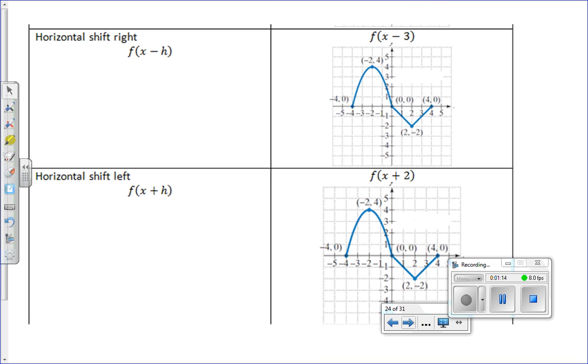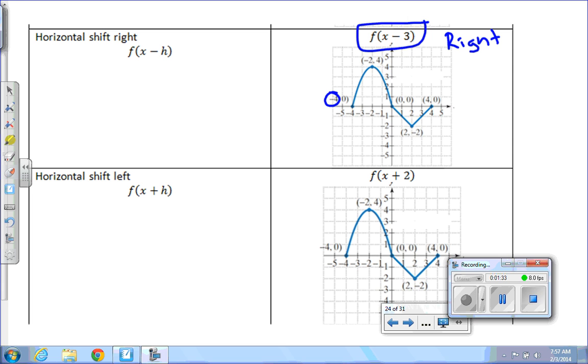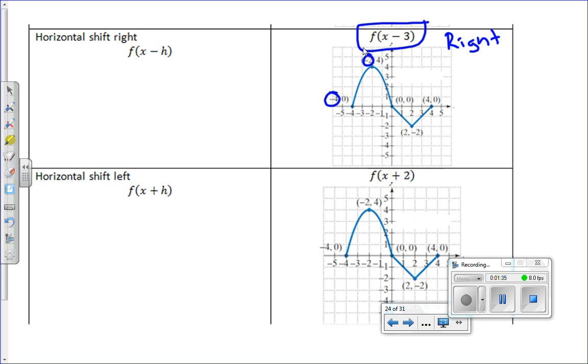Horizontal shifts, we say they lie to you. What that means is if I have this particular function, f of x minus 3, it's actually going to shift it right. I'm going to add 3 to every x coordinate. So that's the -4, the -2. Let's see, that's going to take it to -1. This goes to 1, and then that ordered pair goes to 3.